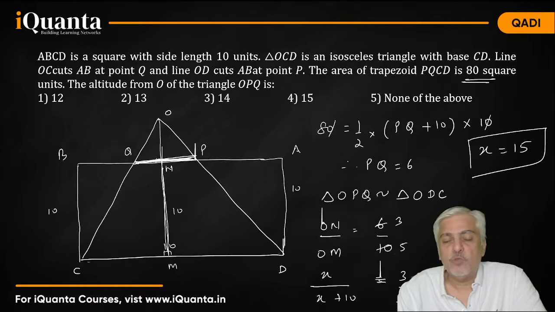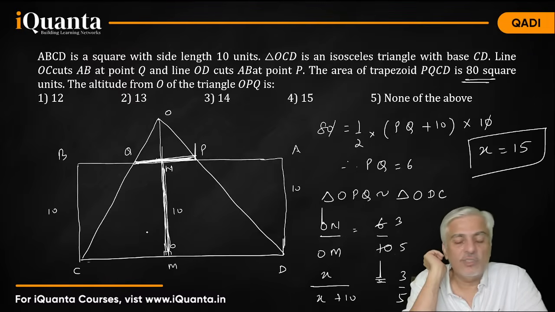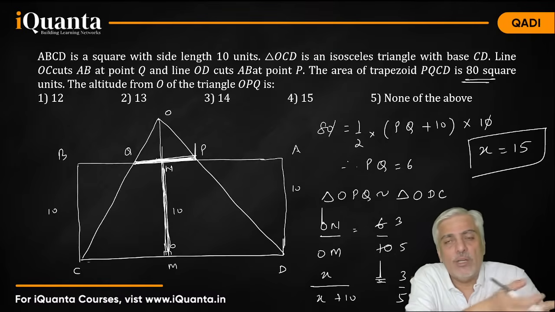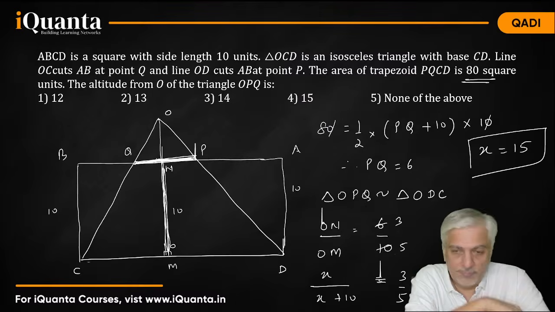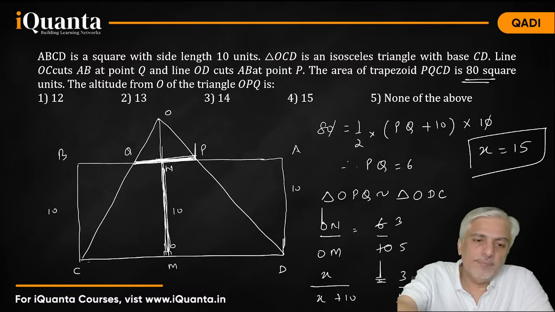Clear, everybody? So from the area of the trapezium, I got the side PQ first, since MN was known. And once I got side PQ, I got the other things. Are we clear, everybody? Okay, let's go ahead.